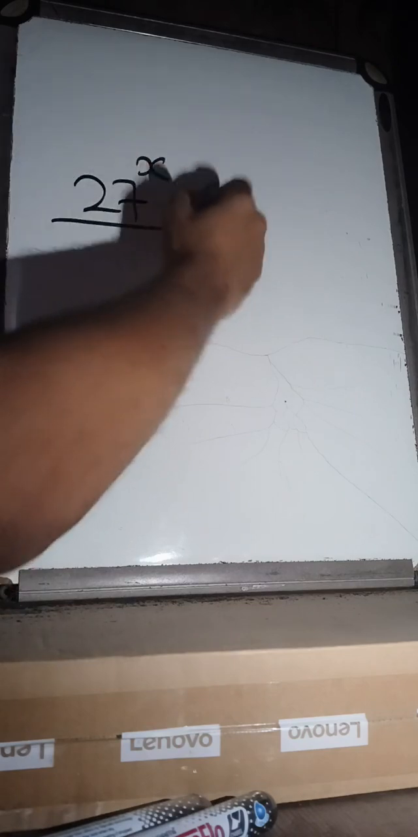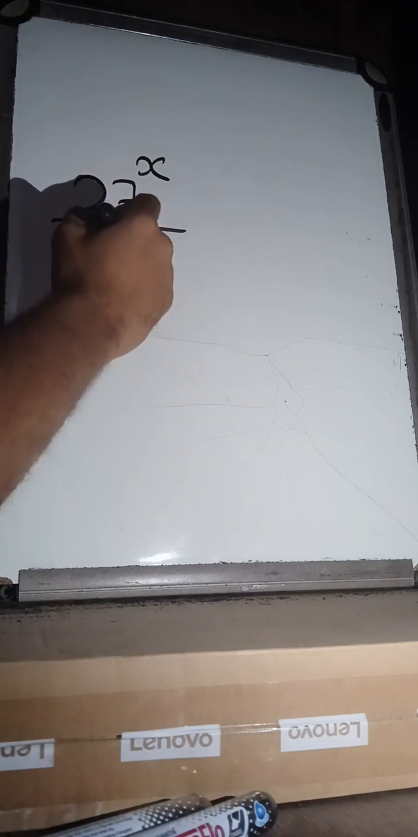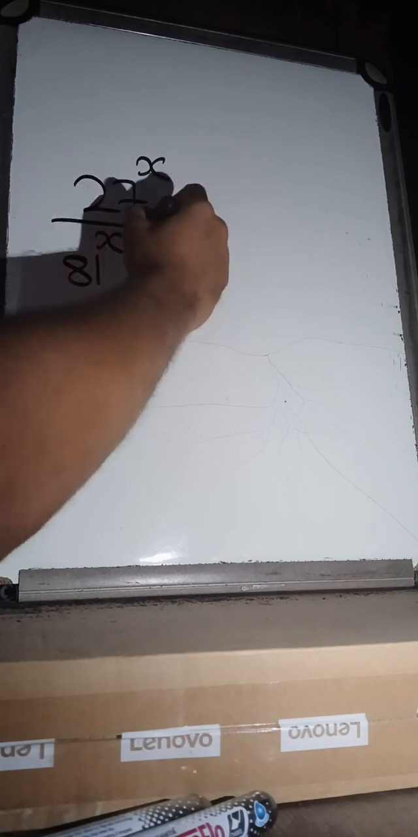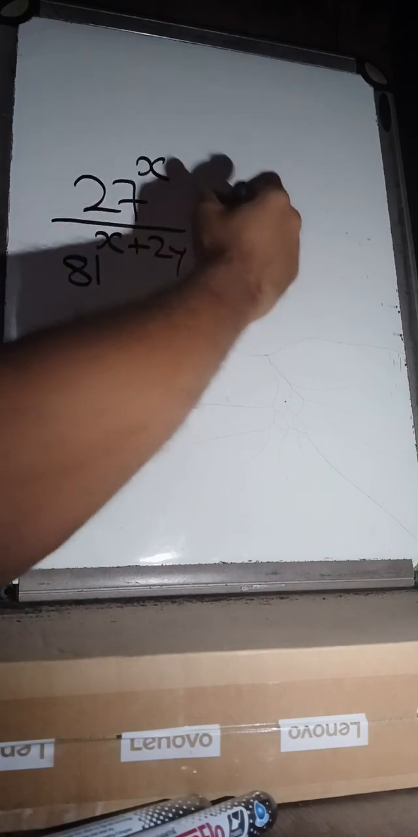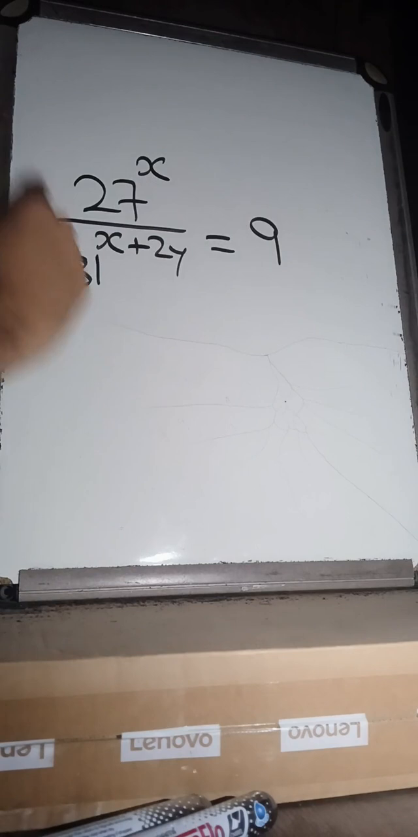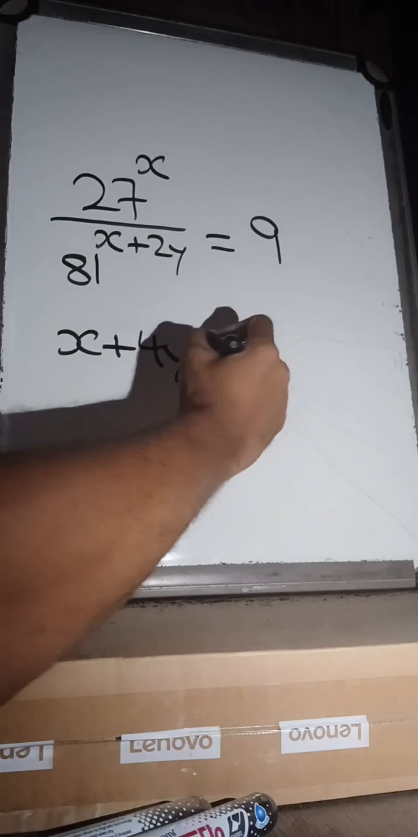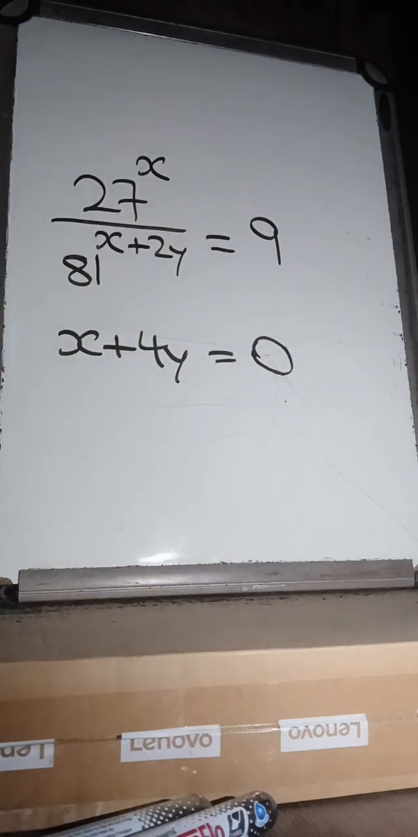Alright. So let's look at this one. We have 27 raised to the x divided by 81 raised to the x plus 2y. All of that is equal to 9, and we also have x plus 4y equals 0.